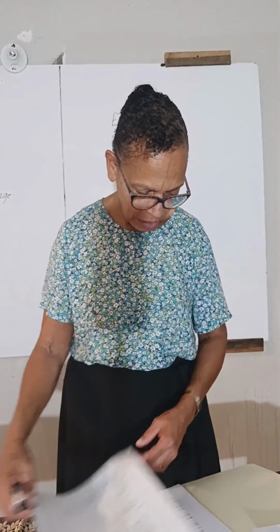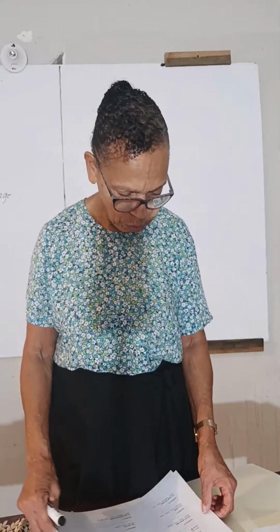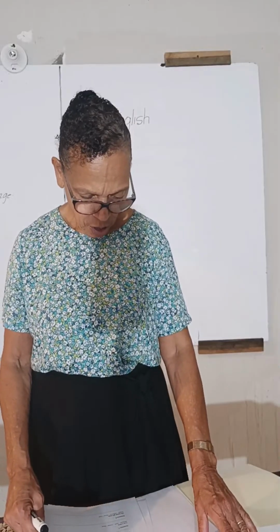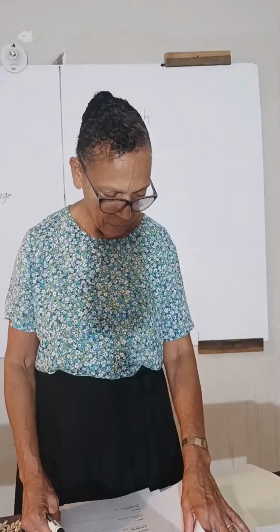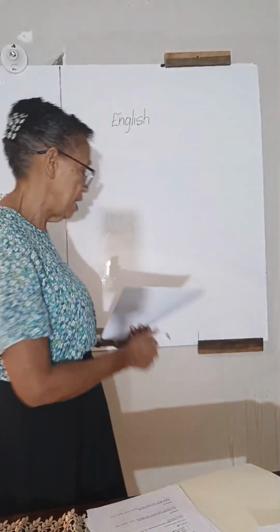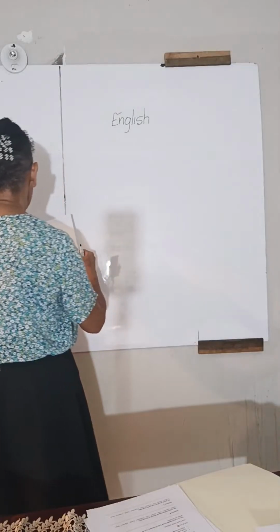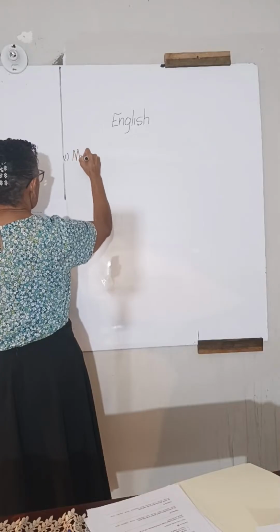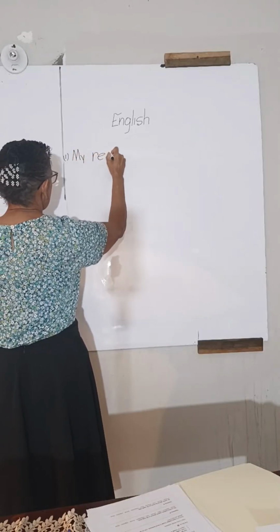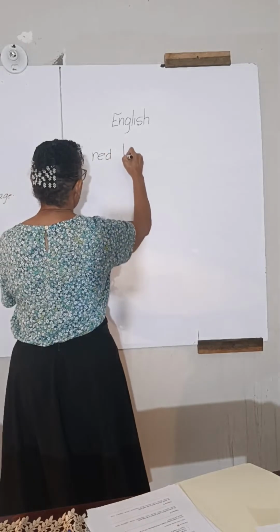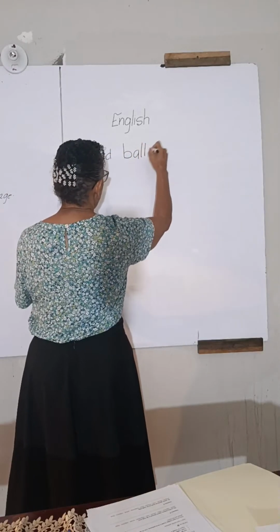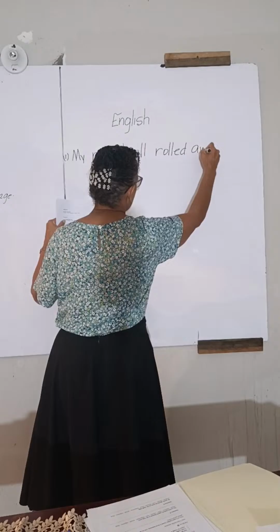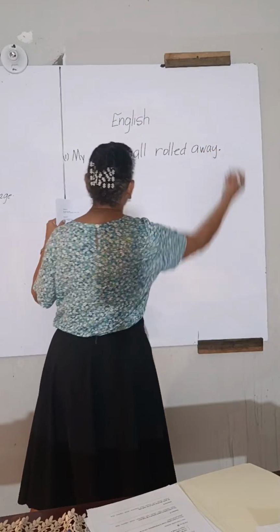All right, so we're going to go to the activity that I wanted to go through and see how well you can master language. All right, I'm going to write a sentence on the board. Sentence one. My red ball rolled away. Full stop. At the end of a sentence, full stop.